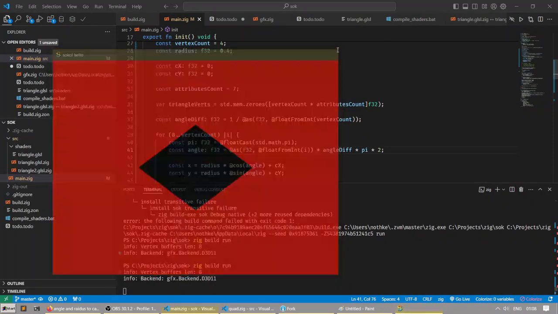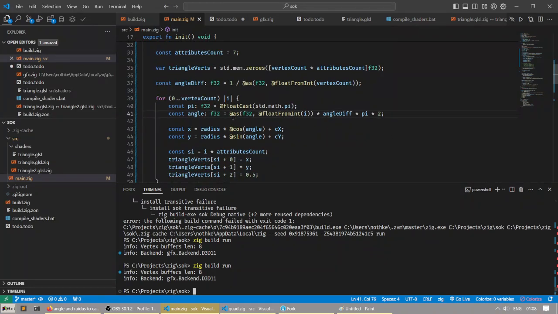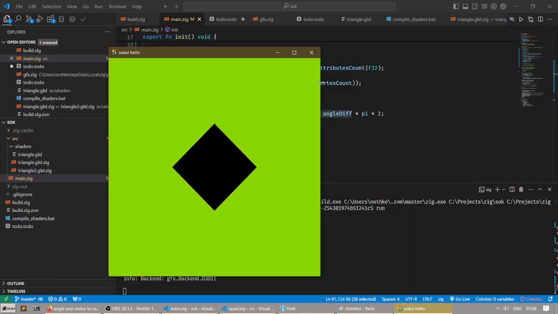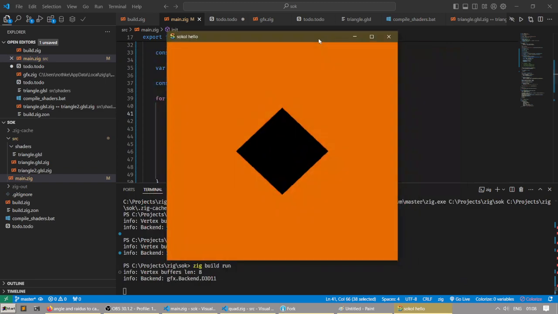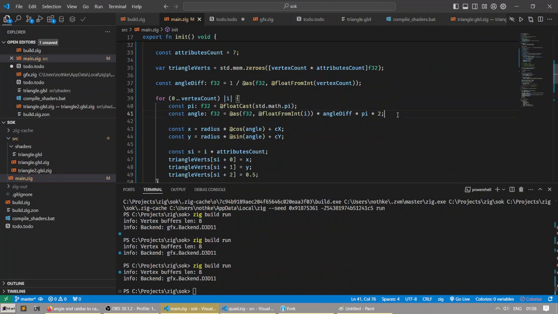Of course, I should not have divided by pi by 2. I don't know why I even divided. But of course it makes sense, because this is the angle difference in 0 to 1, which I then need to convert to 3.14 by 2. Simple maths. Yeah, there it is. We have a circle. Although this is not a circle. This is a deltoid. Or a rhombus.